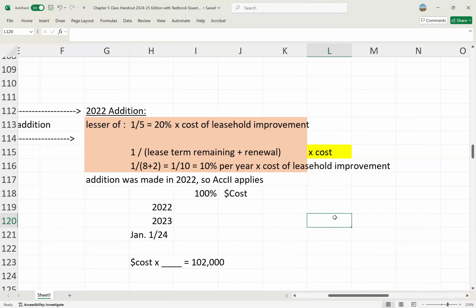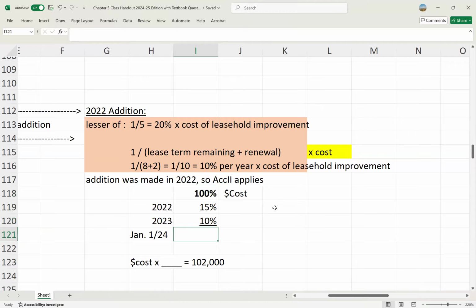The accelerated investment incentive in 2022 was an additional 50%. So we know that in 2022, rather than taking 10%, we would have taken 15% because we added an extra 50%. So 10% times 1.5, we would have deducted 15% of the cost. But every year thereafter, we're going to be deducting 10%. So if we started off with 100%, we deducted 15% of the cost in 2022, 10% of the cost in 2023.